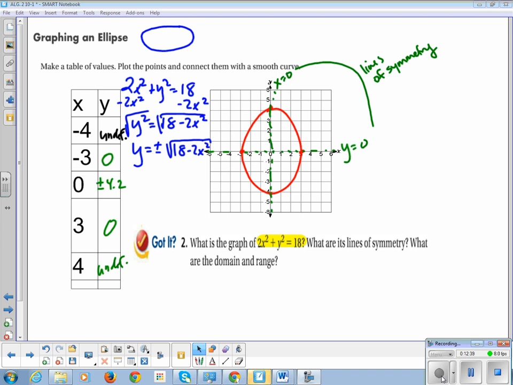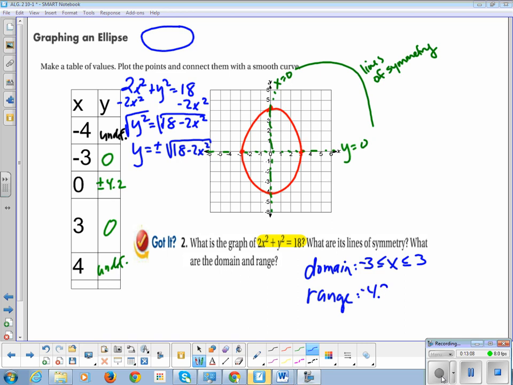And then let's explore the domain and range. So my x values, I cannot go beyond 3 and negative 3. X is restricted. And then my range values, how I have it indicated is 4.2 and negative 4.2. And that's going to have to be an approximation until we learn more about ellipses and graphing them based on their equation, which we will.